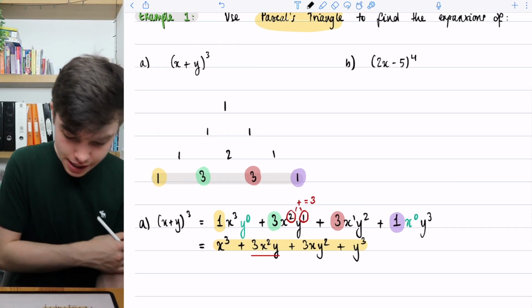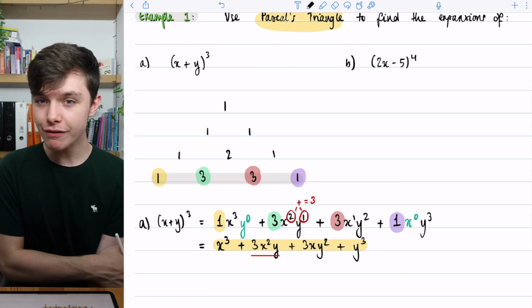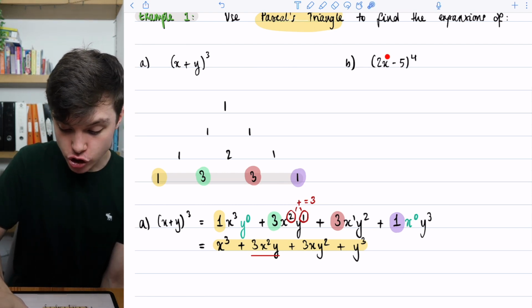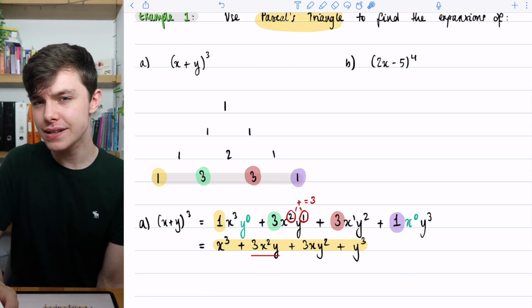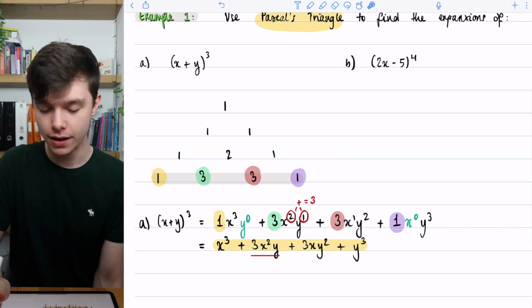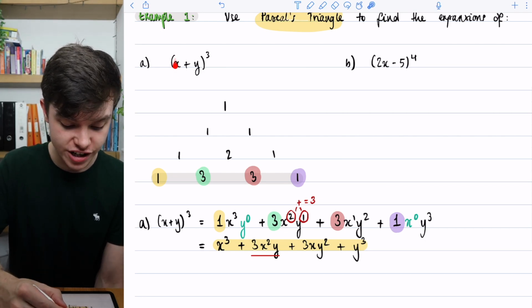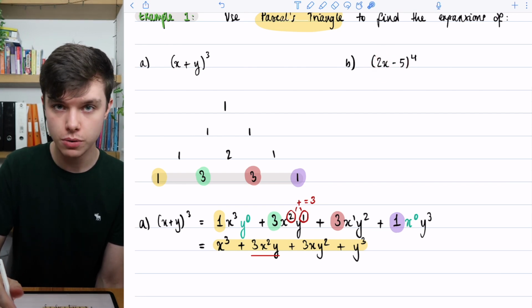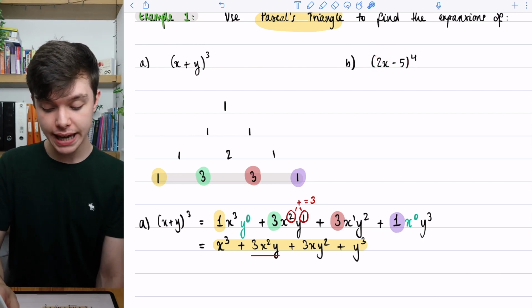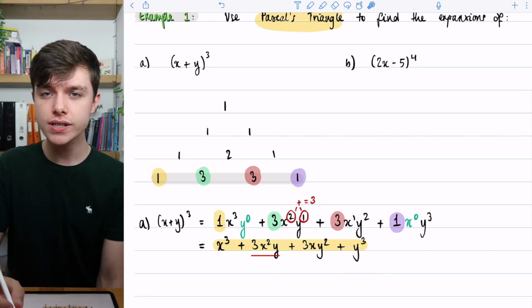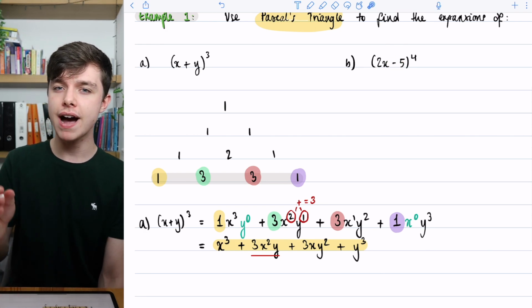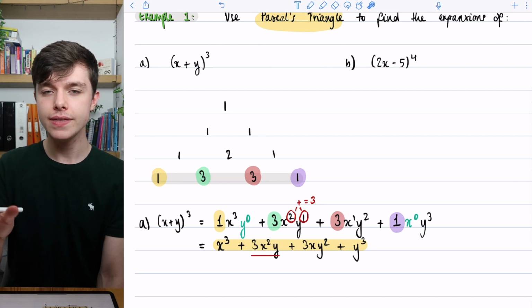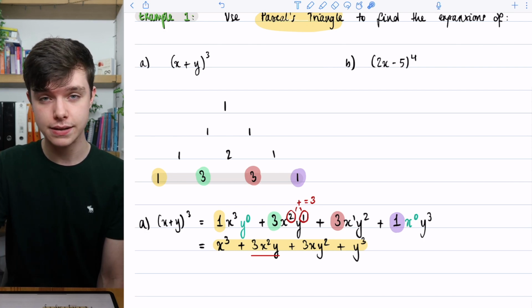Part B, see what you can do with that one, but be careful because we have a 2x here. So that's going to change things a little bit, okay? We've not just got coefficients of 1 inside the bracket now, we have coefficients of 2. So pause if you want to, be careful of the negative as well, just see what you can do. Even if you don't get a final answer, just have a think about it, then press play and we'll work through the answer.